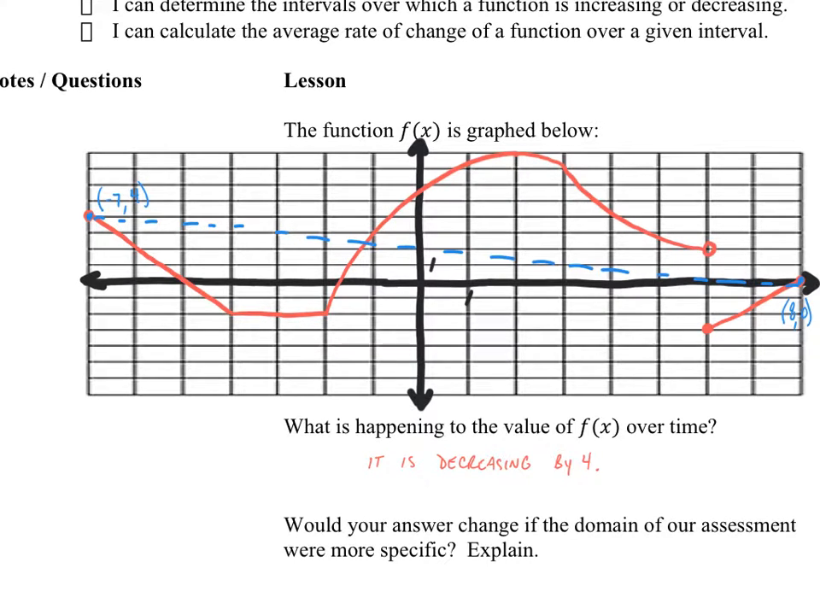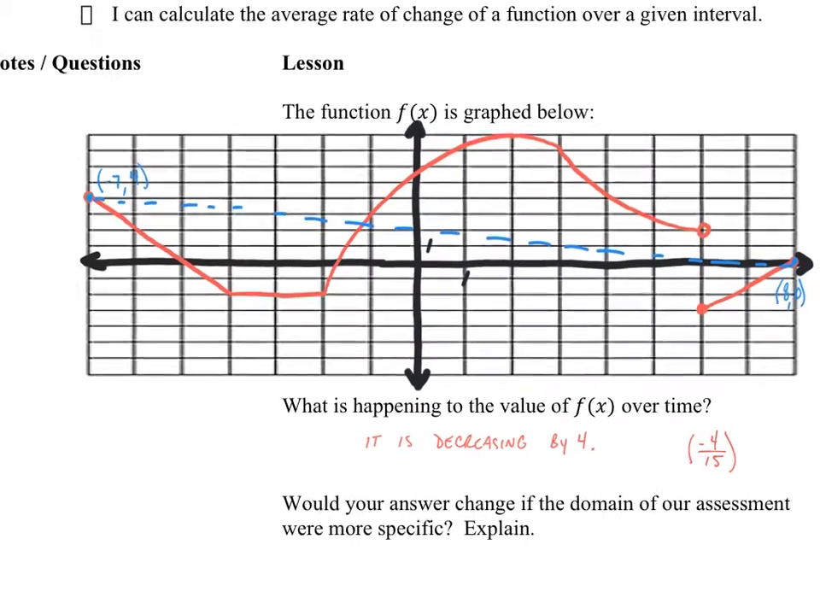Now, we're going to start to talk about slope in a minute. But you can see that it lost a height of 4, and how long did it take? Well, it went all the way from -7 to +8. That's a distance of 15 units over that amount of time. So I would say that the change is -4 over 15, because that's how long it took to decrease by 4.